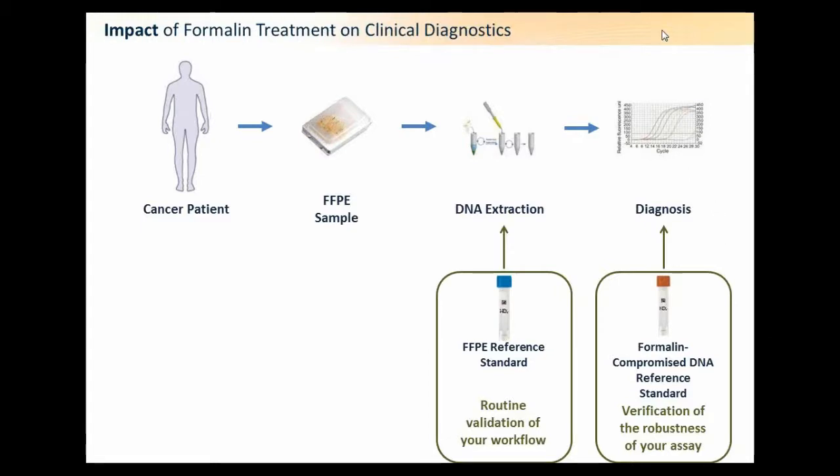And then we also have been providing DNA reference standards, which is very much focusing on the analytical part of the workflow, and how you can analyze how good your assay is at testing for SNPs. And what we're looking to do, taking Hadass's work forward, is providing formalin-compromised DNA.